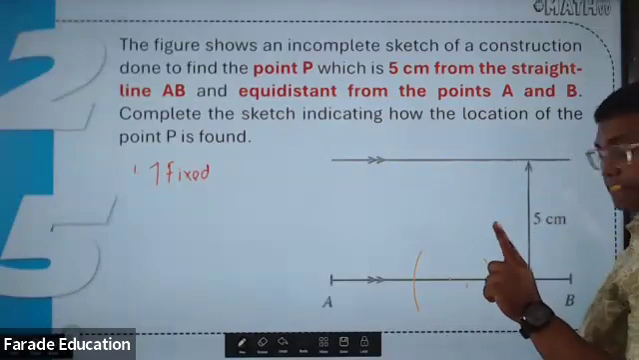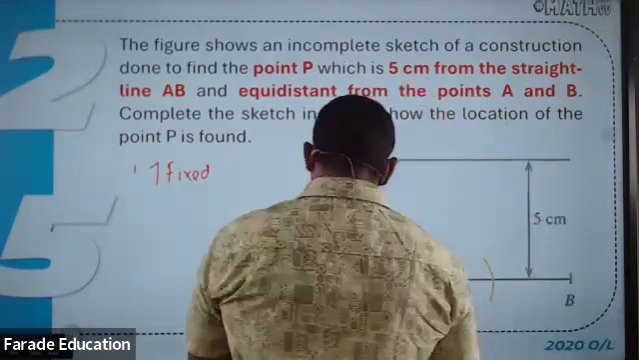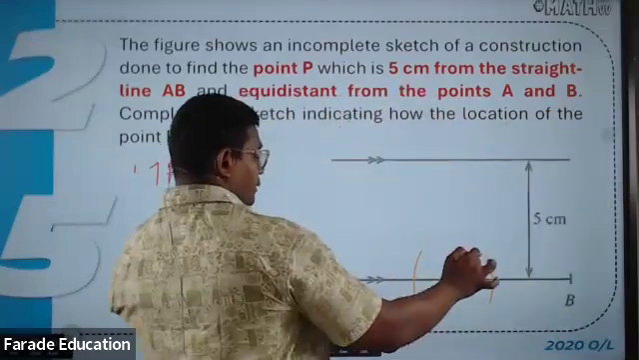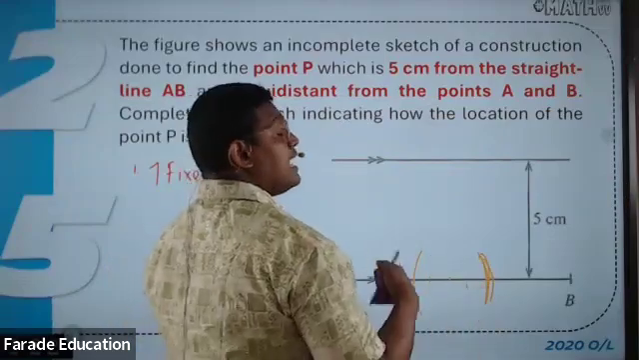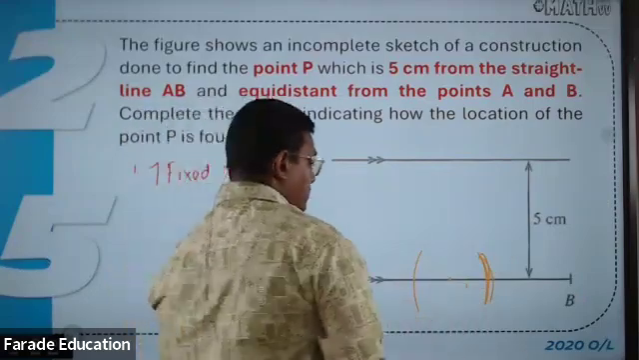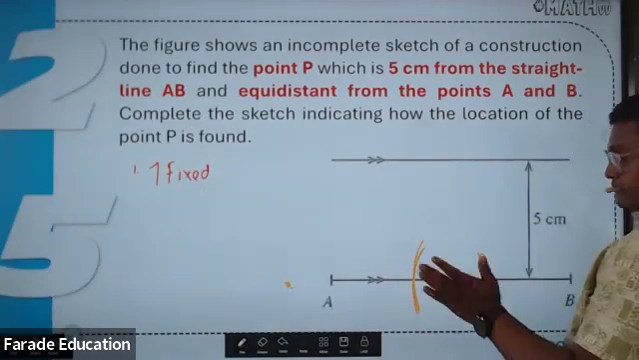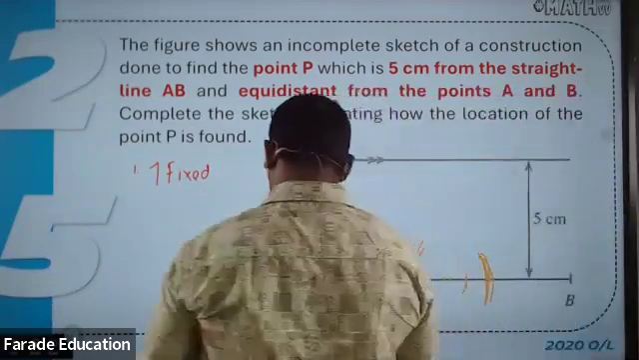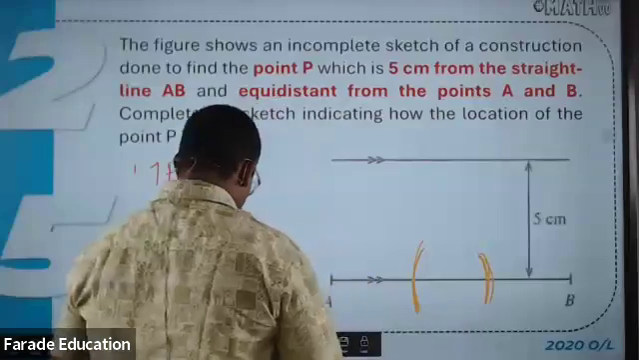That is the first step. Little further than the midpoint, I will keep the compass here and just cut. I don't know where the midpoint is, I assume the midpoint is here. I can see now which is more than the midpoint. Then I come to B and cut the same length here. That is the first thing I will do.